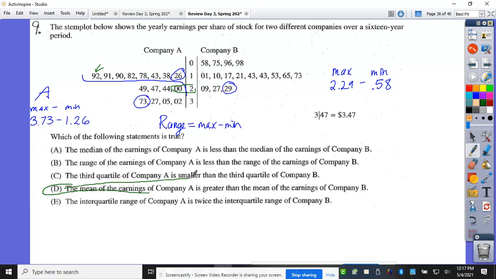Which, if you look at these, that's the only answer choice that you could look at and figure out in your head. The mean here is probably going to be somewhere in the dollar something. The mean here is probably going to be closer to $2 something. All the other ones you would have to actually calculate, but that ends up being our answer.